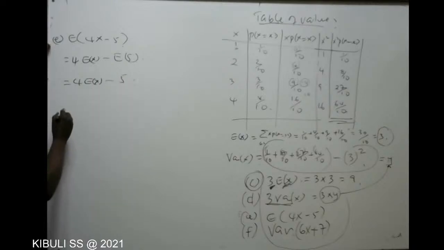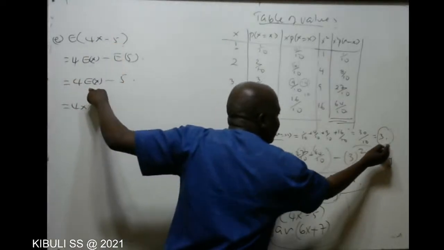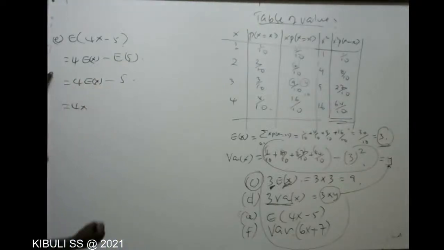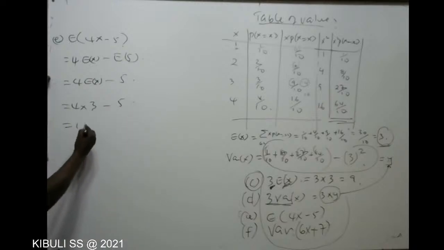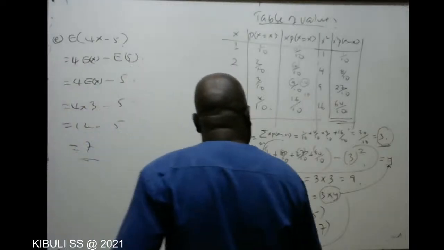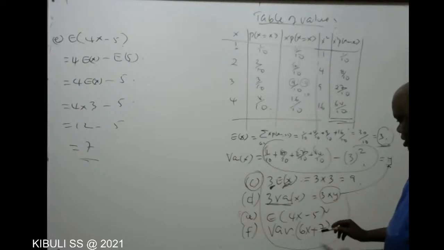So ideally, you now copy. This will be 4 times, what's the expectation of x? The expectation of x is this one here. Applied math now. The expectation of x is that one. So this time 3 minus 5. And this is equal to 12 minus 5. And this is equal to 7. That's the expectation of that one. Let's now come to this one's done. Now let's come to this.